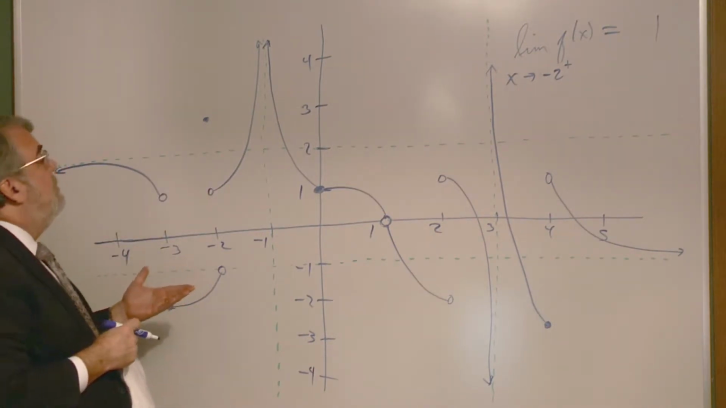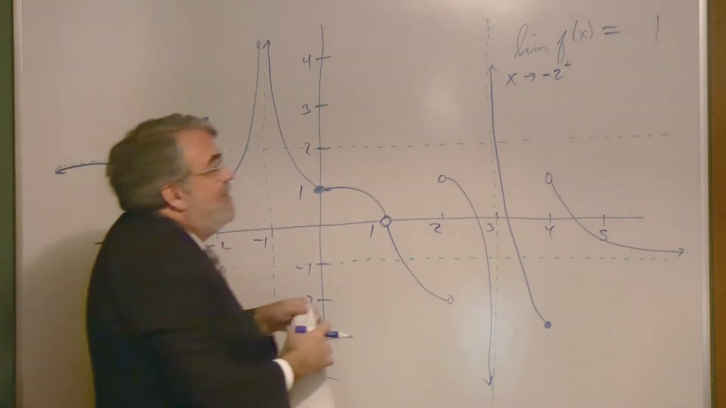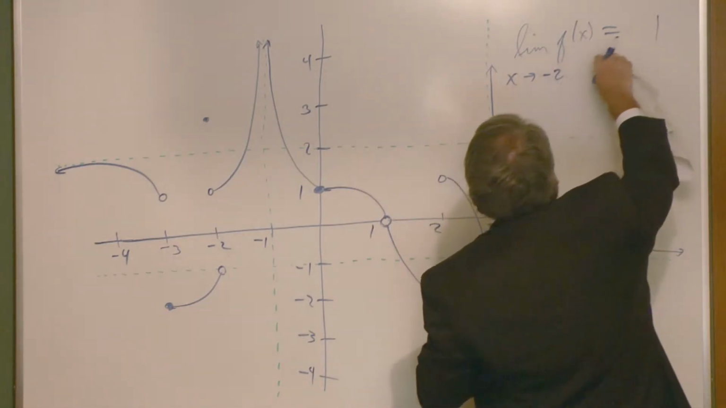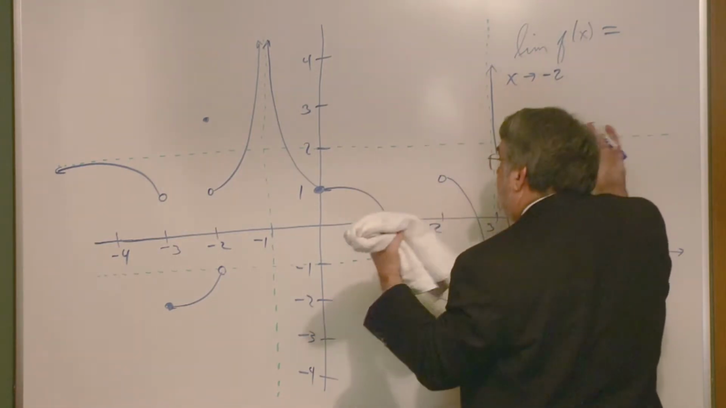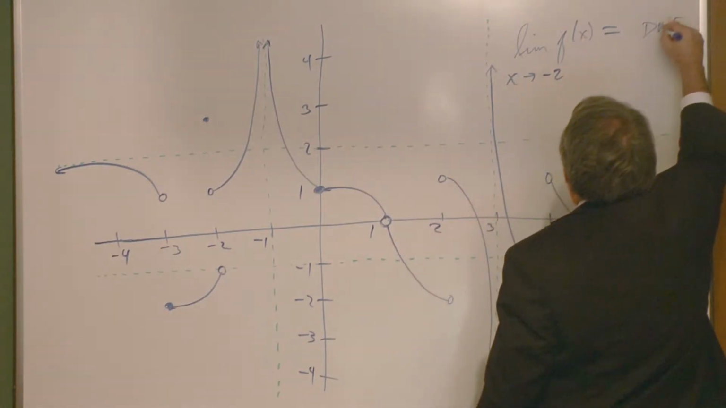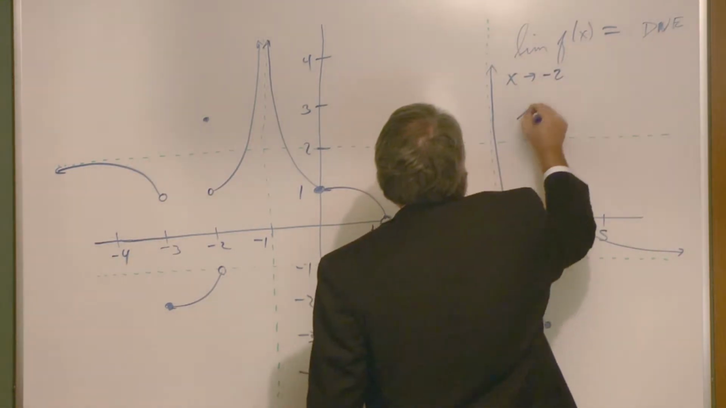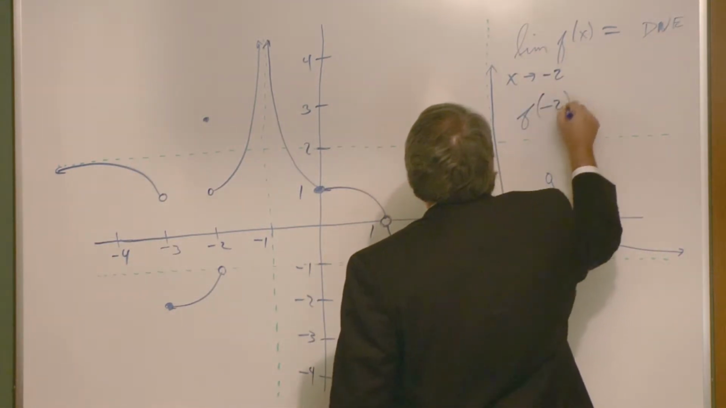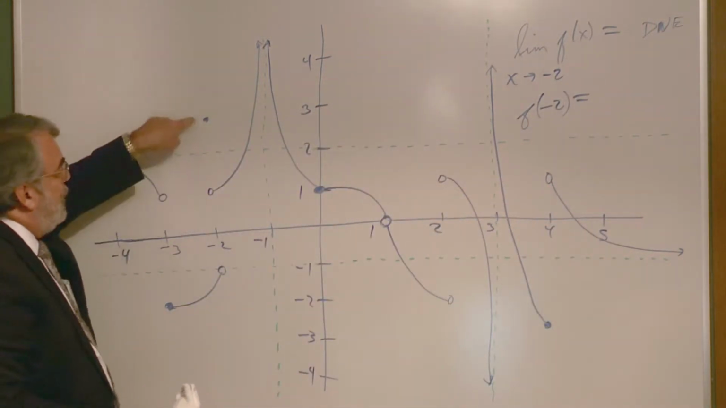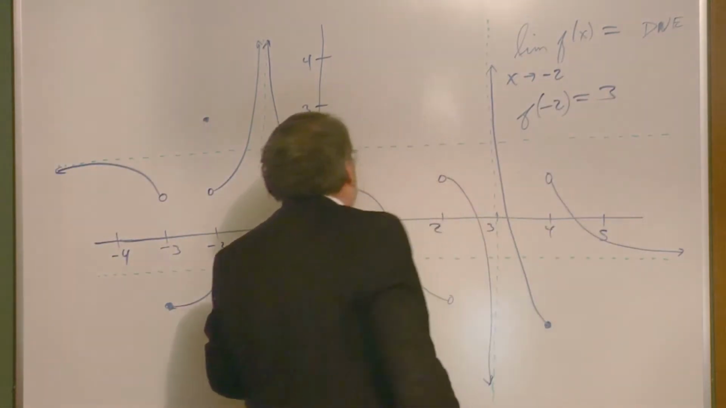Now the limit as x approaches minus 2, as you can see, they're both different. There's that gap there, that discontinuity. And so as x approaches minus 2, in general, we say the limit does not exist. However, the value of the function turns out to be something entirely different, because I have this solid dot up here. So f of negative 2 is going to be positive 3. There we go.